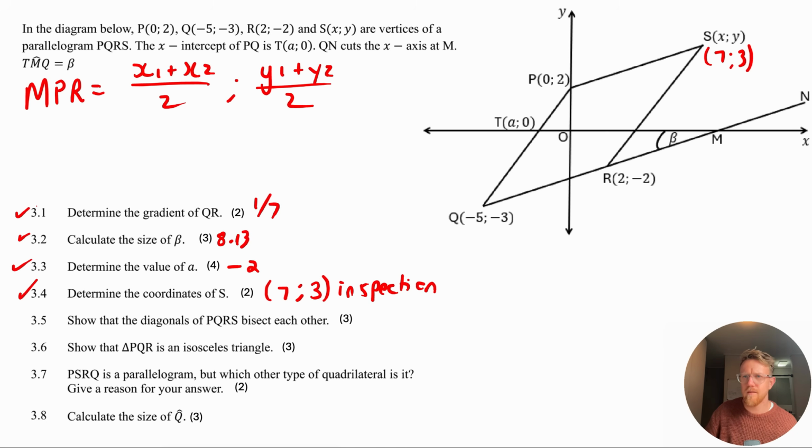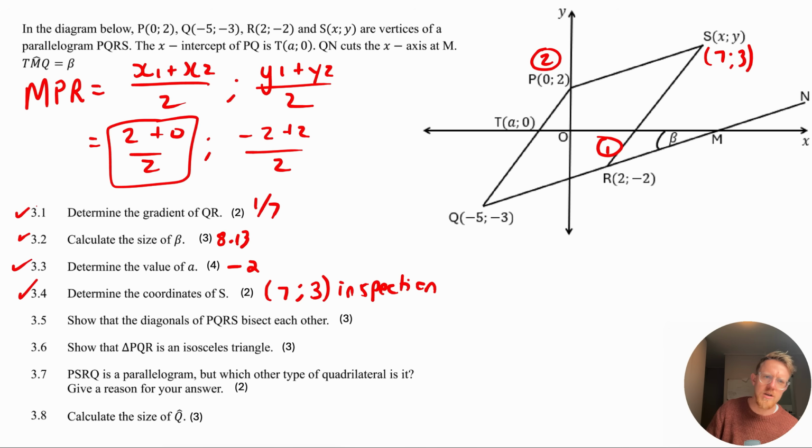So for PR, I will just use this as my point number 2, and this is my point number 1. And so that's going to be (2 plus 0) over 2, and then (minus 2 plus 2) over 2. And so if you had to go work out this one, you're going to end up getting 1. And if you had to go work out this one, you're going to end up getting 0. So the midpoint is at 1 and 0, which is like there. Okay. So if you had to connect them, your midpoint, this point over here, is at 1 and 0.